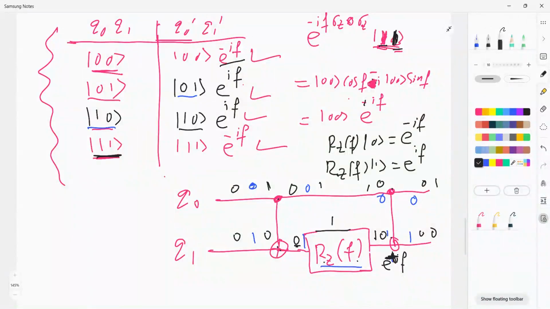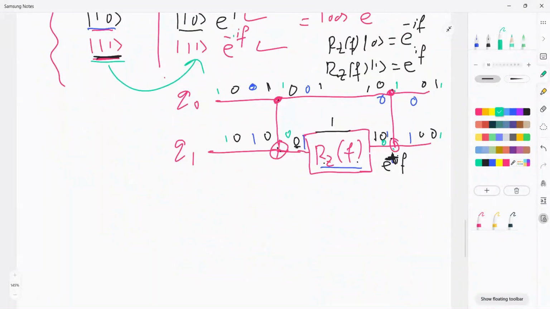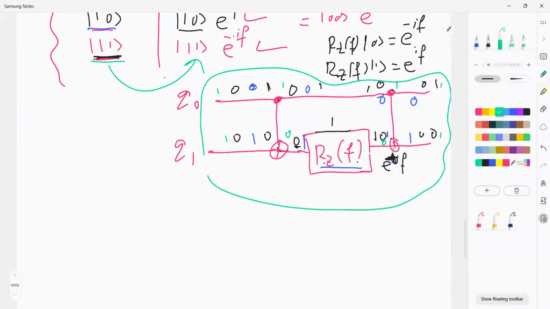But when it's 1 1, we get 1 0, and 0 gets a negative phase. This becomes 1 0 with negative phase, and then this control X turns 1 0 into 1 1 again. So 1 1 goes to 1 1 with the negative phase. This is a very important circuit in encoding schemes. It's called an RZZ gate, and it encodes these two feature points.